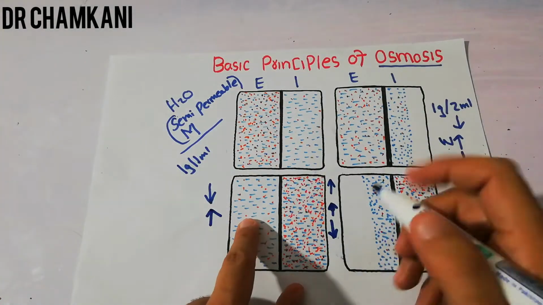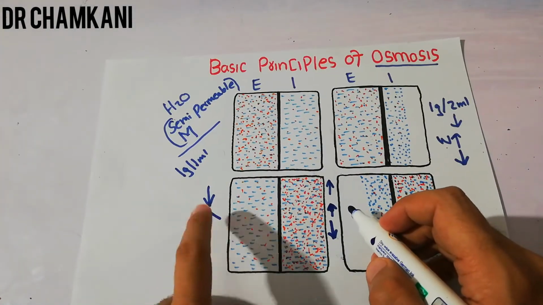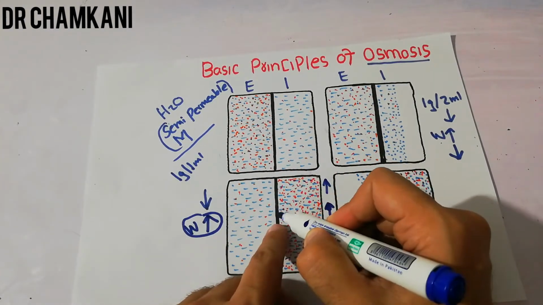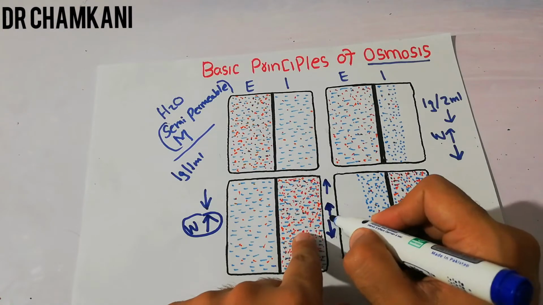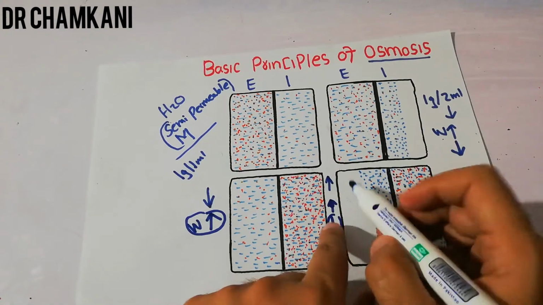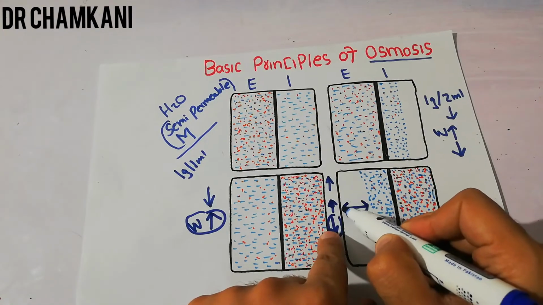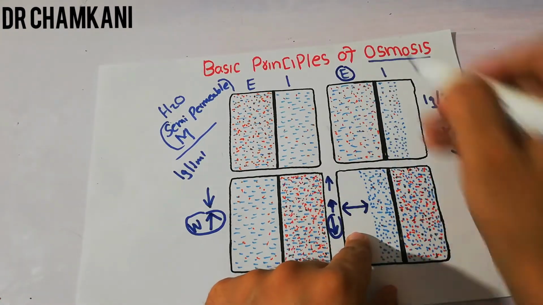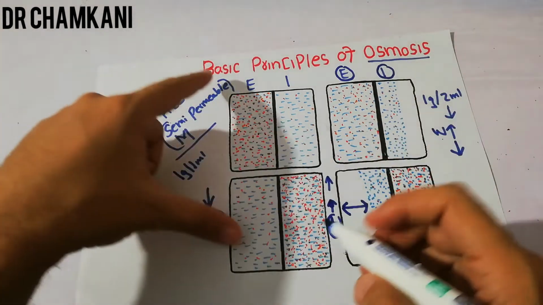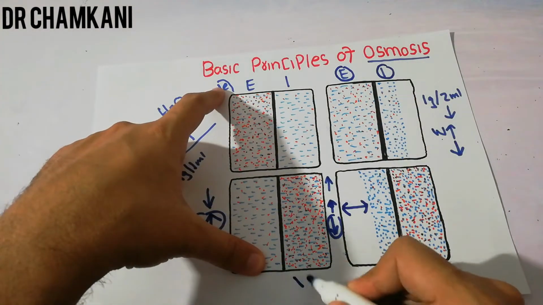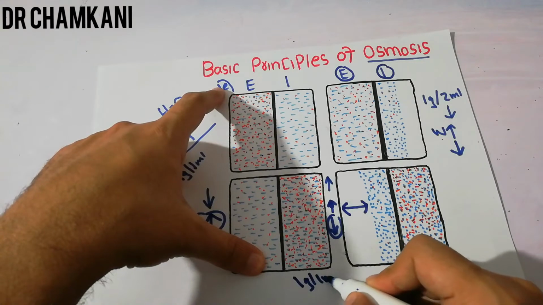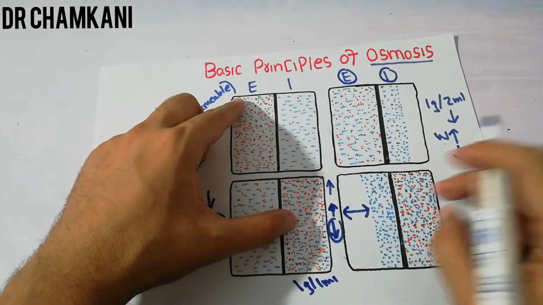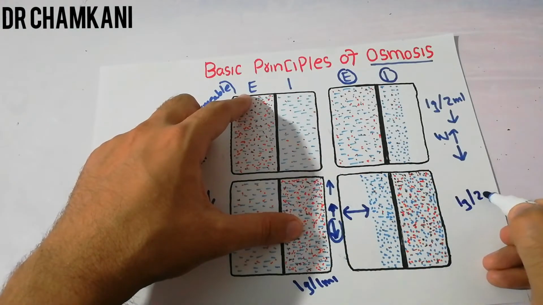So water will move again from a region with a high concentration of water, through a semi-permeable membrane to a region where the water concentration is low. And the result is like this. This much water has moved from the extracellular fluid compartment into the intracellular compartment. Initially, for example, the concentration of solute in this compartment was 1 gram per 1 ml. Now the solute concentration here has become 1 gram per 2 ml.